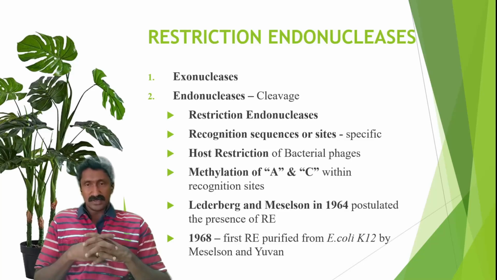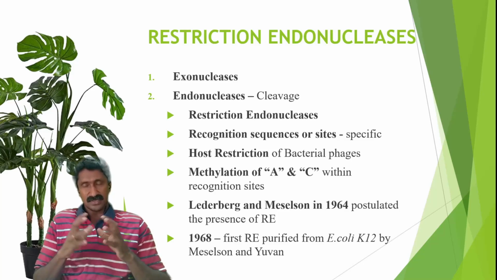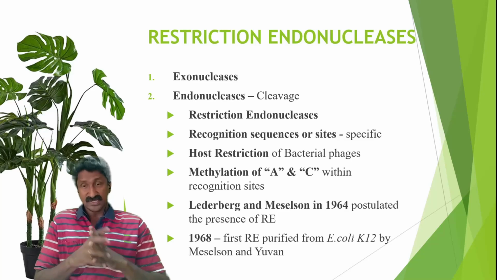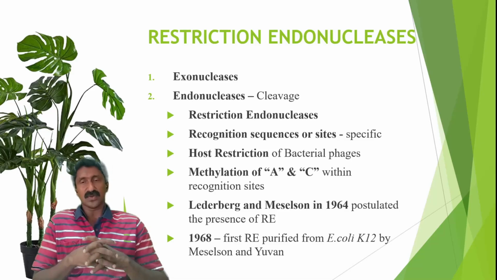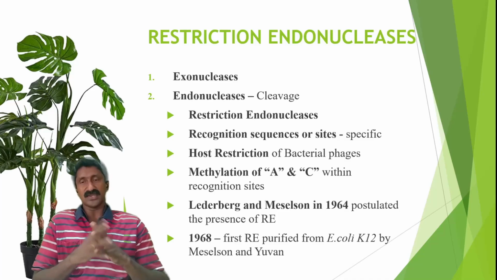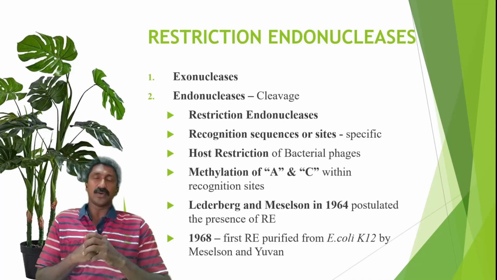Now, Luria, Arber and Meselson in 1964 postulated the presence of restriction enzymes. In 1968, the first restriction enzyme was purified from E. coli K12 by Meselson and Yuan. So that is the first instance of isolation of a purified restriction enzyme, in 1968, from E. coli K12.